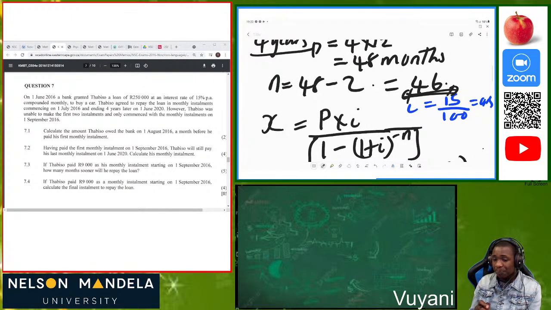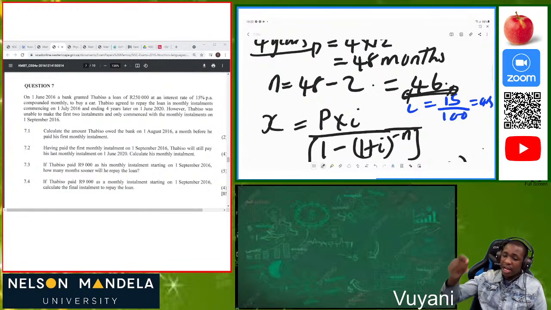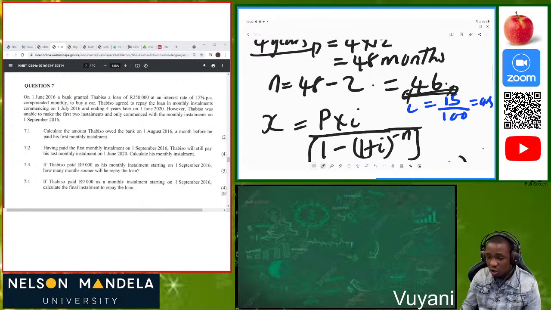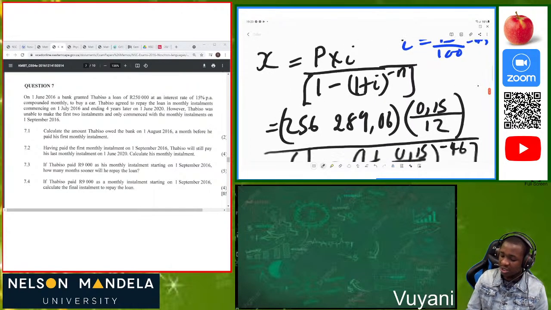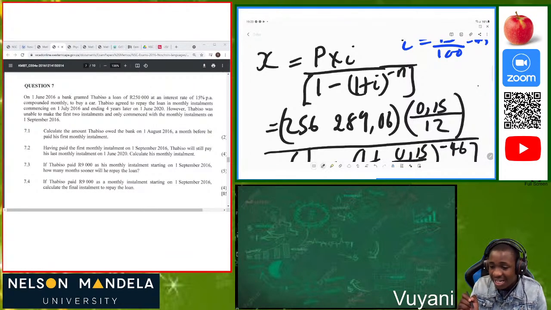But now, for those 2 months which he didn't pay, the money accumulated, because when the money is in the bank, it is always going to continue being charged on its continuous interest rate. So the continuous interest rate continued for those 2 months, and now we ended up having 256,289.06, which we calculated initially on number 7.1 using the compound interest formula.